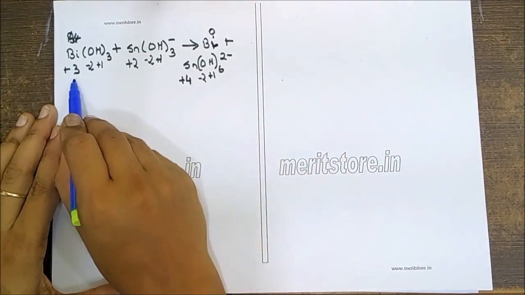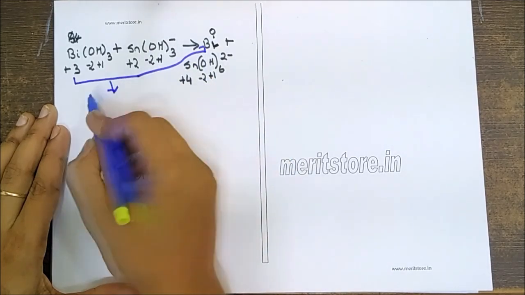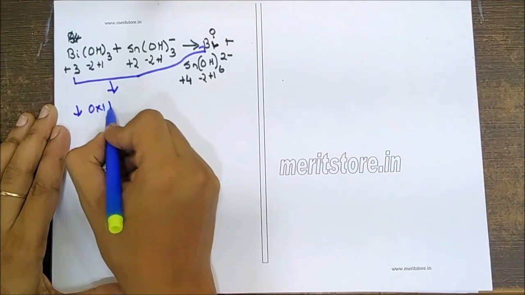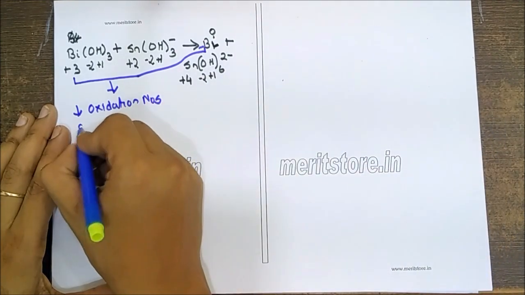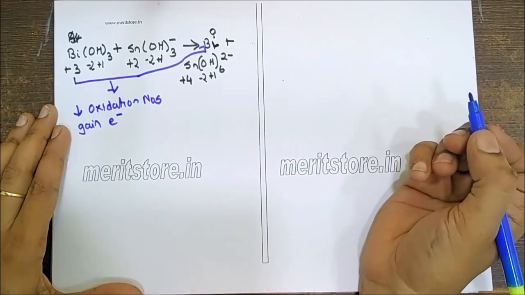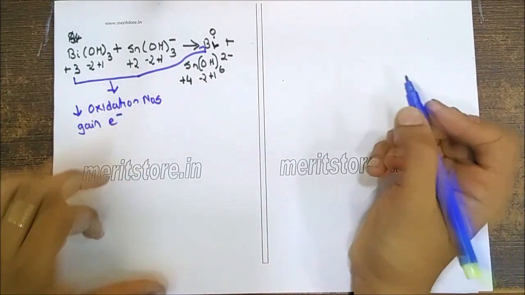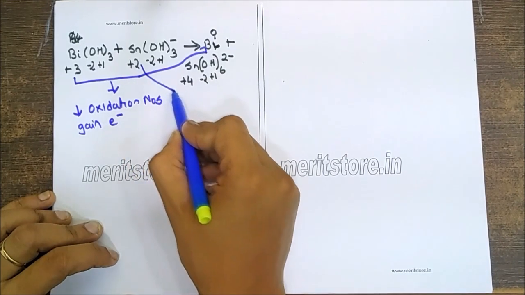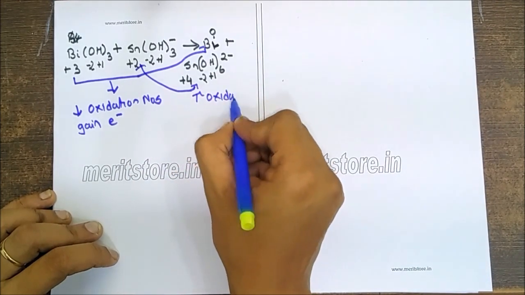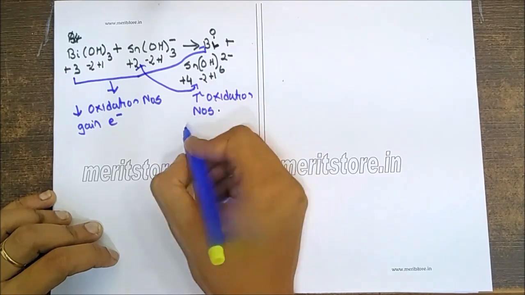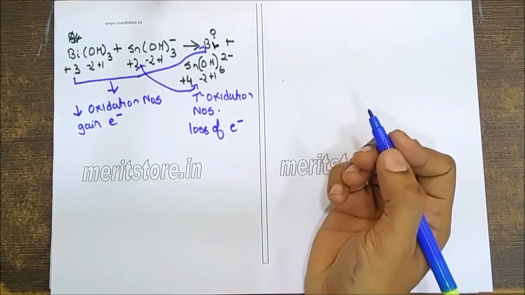We need to find out which atom has undergone increase or decrease in oxidation number. So look at Br. Br from 3, it has become 0. So this has undergone decrease in oxidation number. Now decrease in oxidation number means it has gained electrons, which means it has undergone reduction. Okay, now look at Sn. Sn from 2, it has become 4. So here there is increase in oxidation number, which means it has undergone loss of electrons.